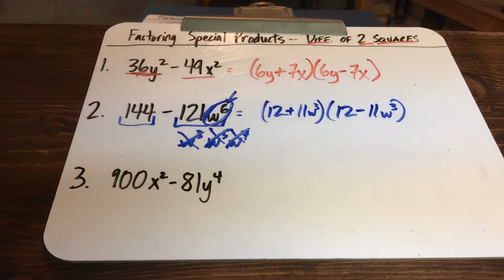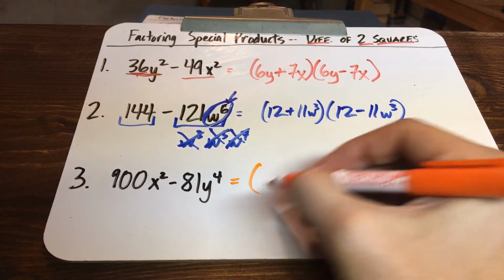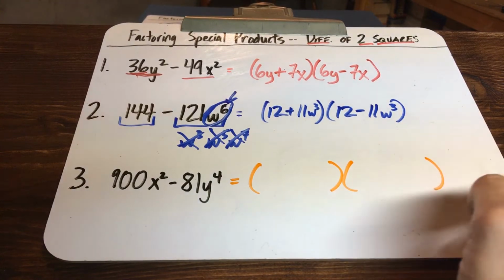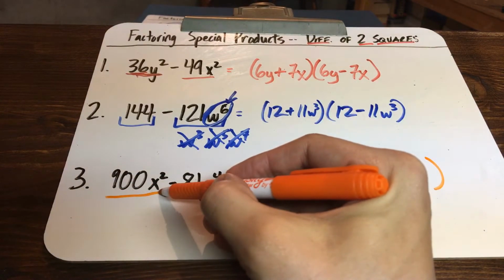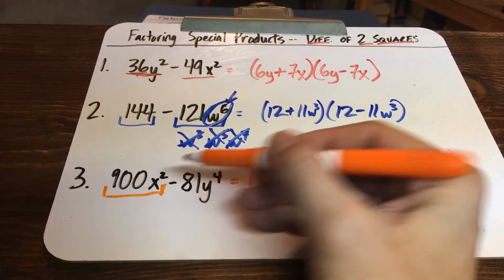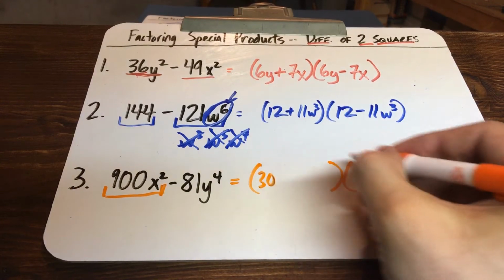Okay, we've got one more on this board. I'll go ahead and pause the video, or you can pause the video real fast, see if you can do it in your head, or if you want to work it out on paper, you can. Okay, hopefully you've had a chance to try it in your head. Do we know the square root of 900? Sure we do. That's 30 times 30.